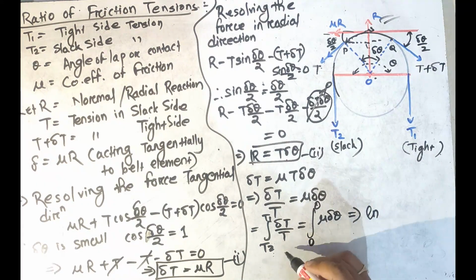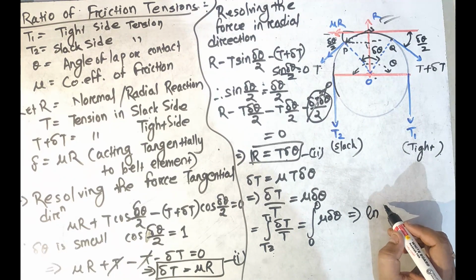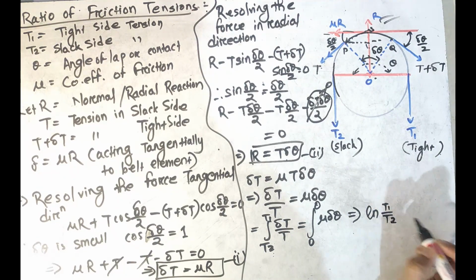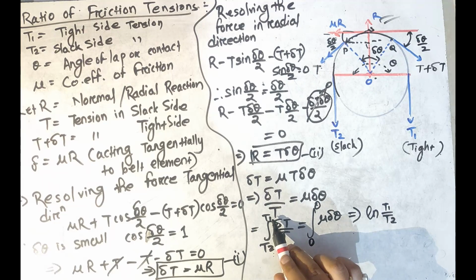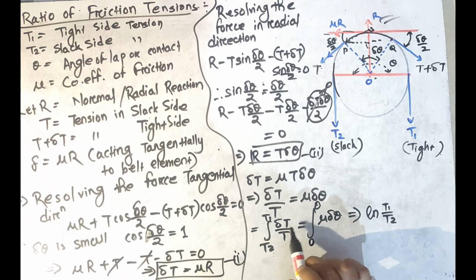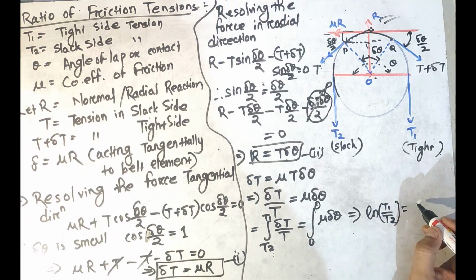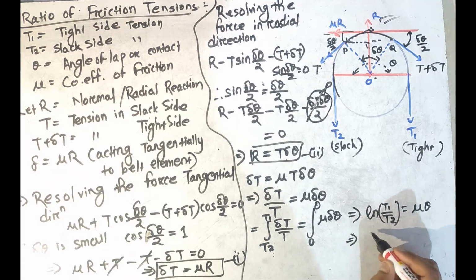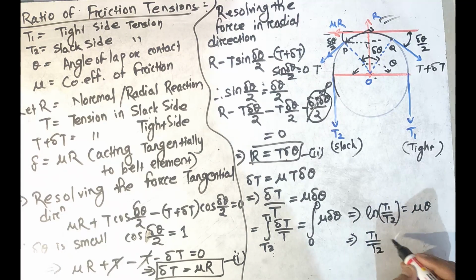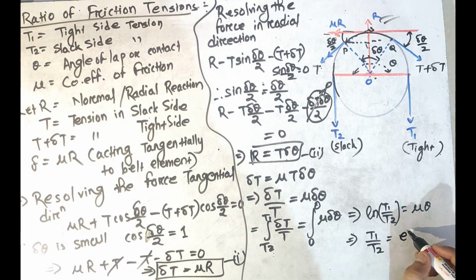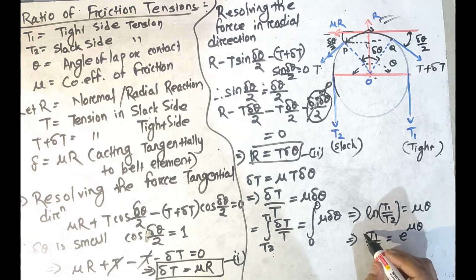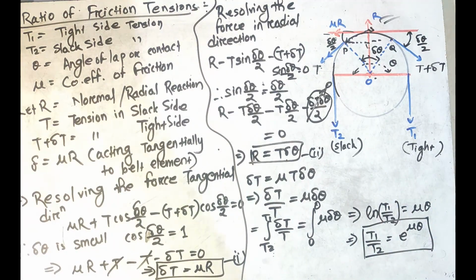So that will become ln T1 minus ln T2, which will be equal to ln T1 by T2. That will be equal to mu theta. So simply the ratio T1 by T2 will be equal to e to the power mu theta. Okay, so this is the required relation between the tension of the tight side and the slack side.